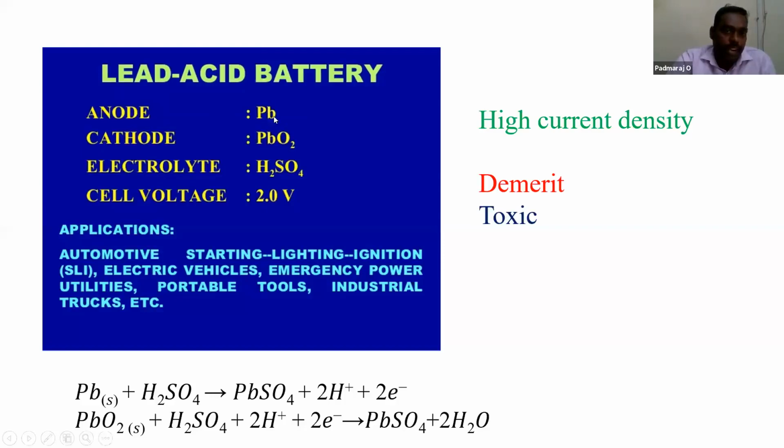So what is the anode? Lead. Cathode, lead oxide. What is the electrolyte? Sulfuric acid. What is the cell voltage of the battery? 2 volt. Understood? So we should know the working mechanism of the lead acid battery also.